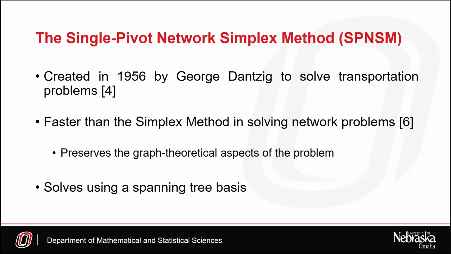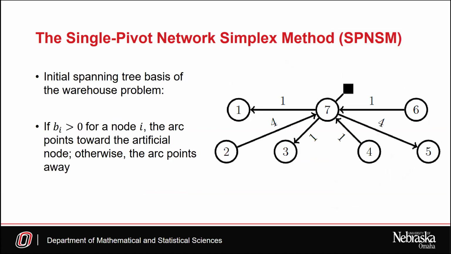It preserves the graph theoretical aspects of the original problem, and it does this by solving using a spanning tree basis. So how do we create this basis? Well, what we do is we introduce an artificial node. So for the warehouse problem, we introduce a node 7. And we add arcs from each original node to this artificial node.